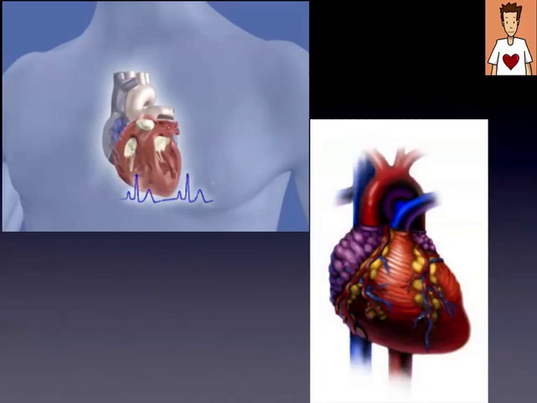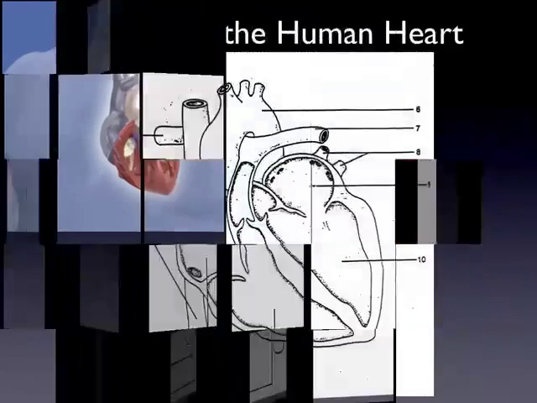This is what it looks like. We have the right atrium, right ventricle, left atrium, left ventricle. You can see here, these are the veins that lead into the heart. What's that yellow? That's another vein. This is the aorta, which loops around and goes back behind. Those are just blood vessels.